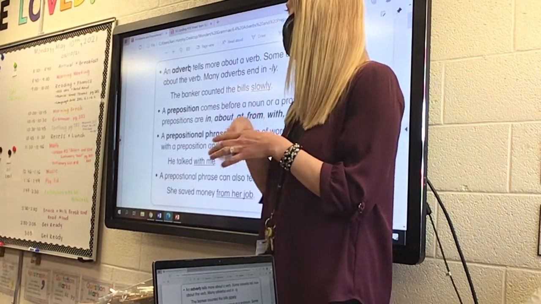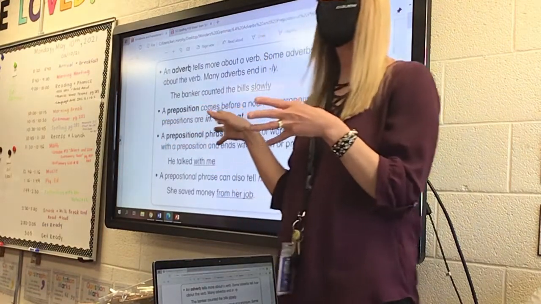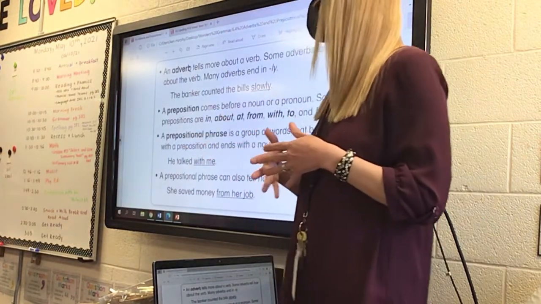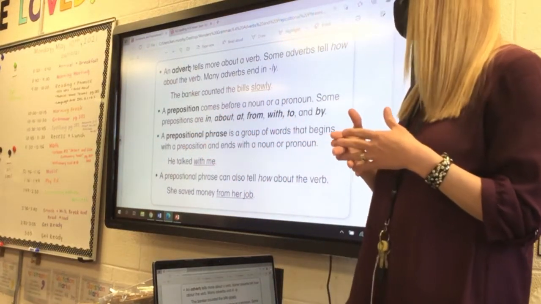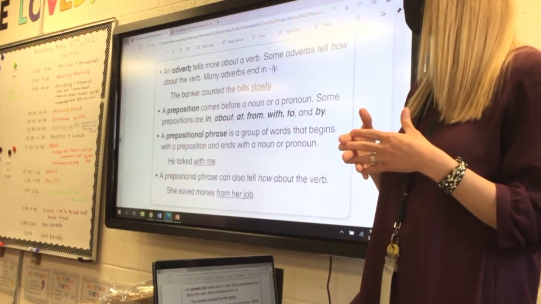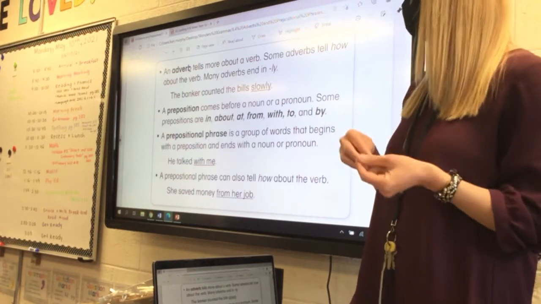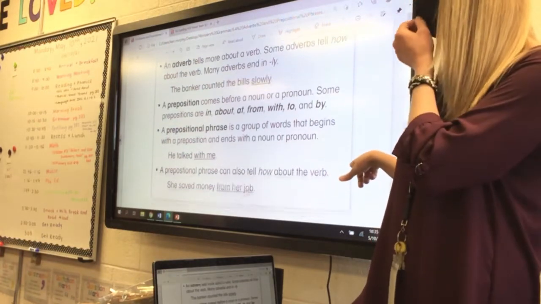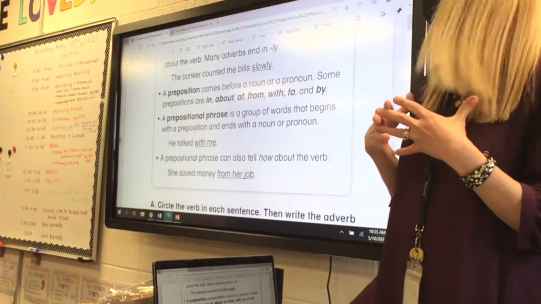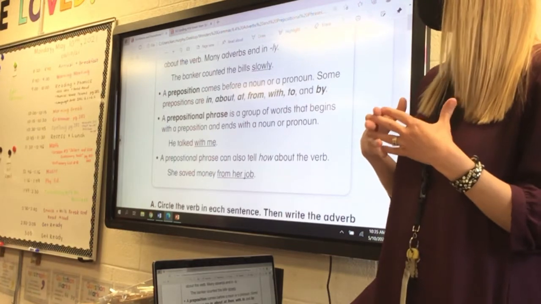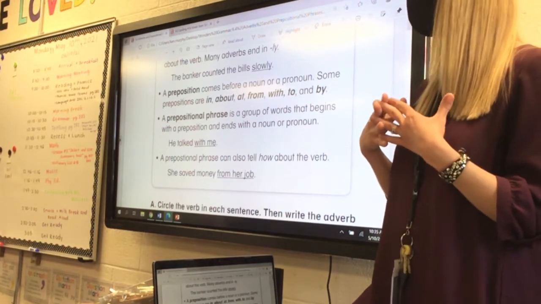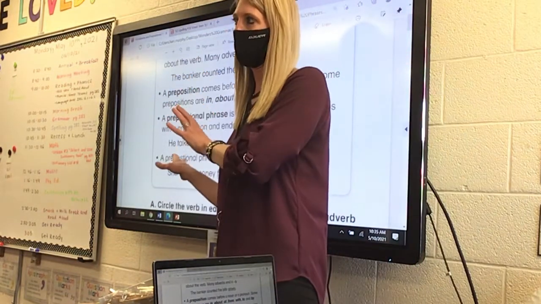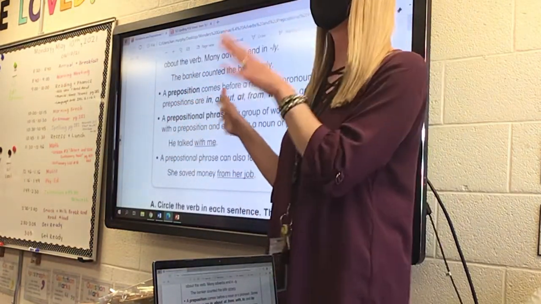Okay? Now, they want to talk a little bit about prepositional phrases. You're going to do more of this in 3rd grade. But a preposition comes before a noun or a pronoun. Some prepositions are in, about, at, from, with, to, and by. Now, a prepositional phrase is a group of words that begin with a preposition and end with a noun or pronoun. So what we're going to do today is we're just going to look for the prepositions because we haven't talked about that in a long time.